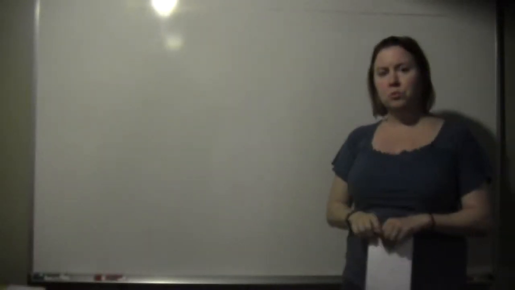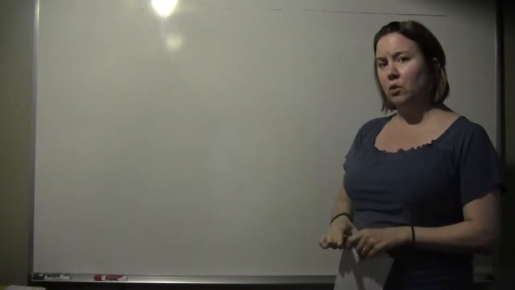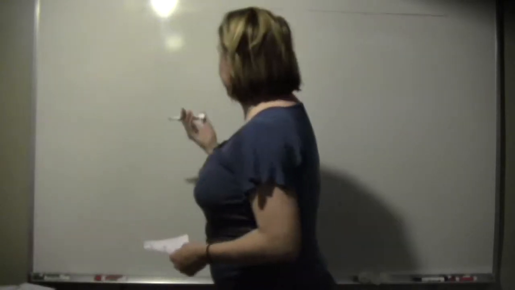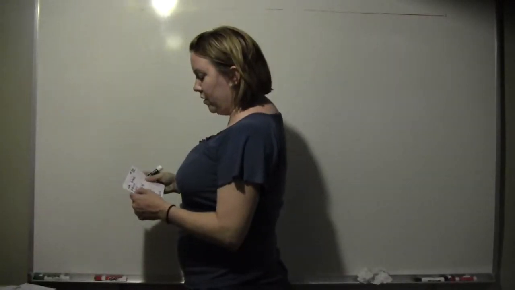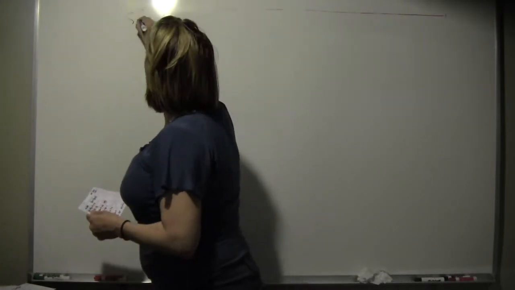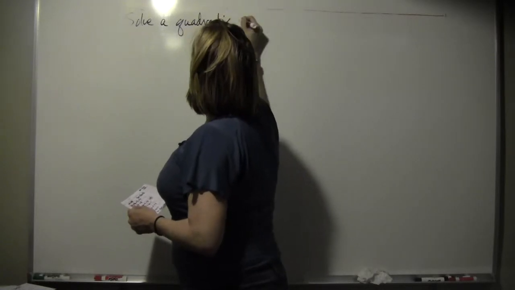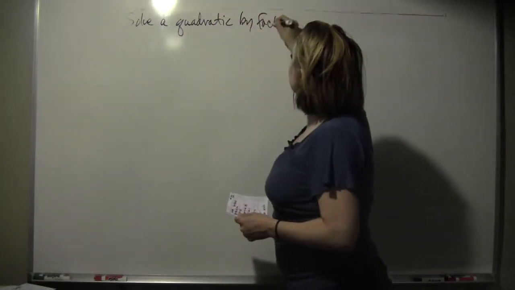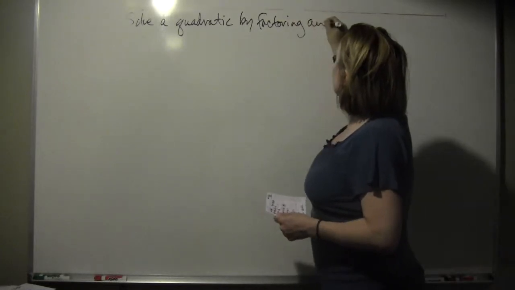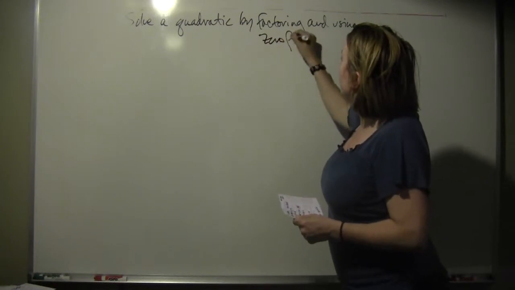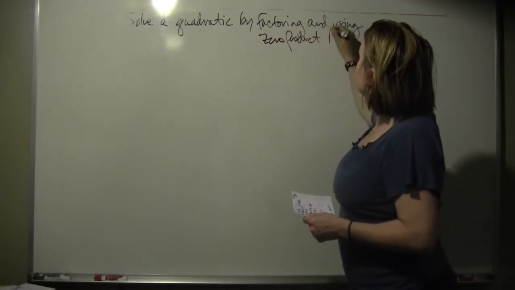Okay, so I'm going to do an example of factoring a quadratic using the zero product property to solve for it. So what are we doing? We are going to solve a quadratic by factoring and using the zero product property.